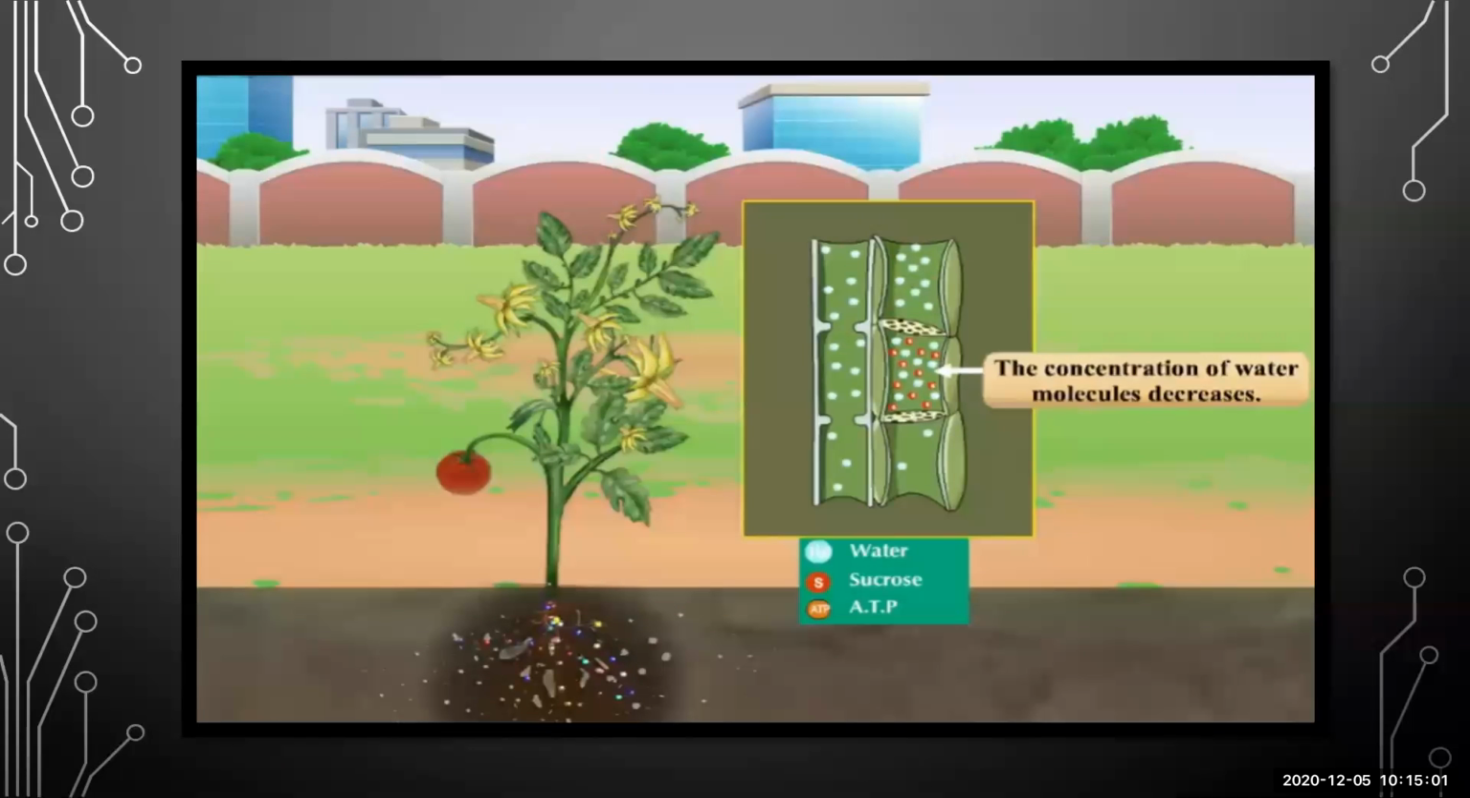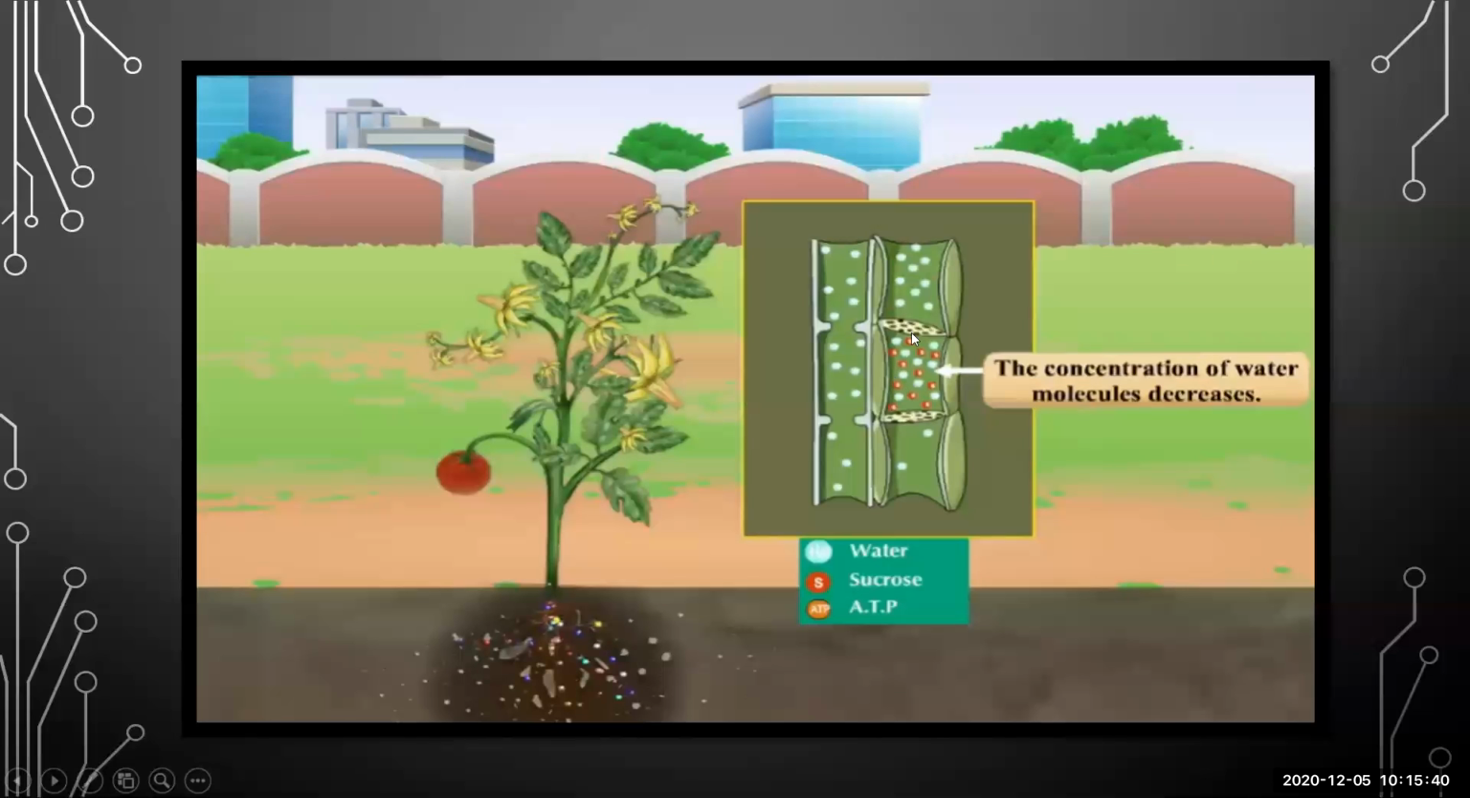Now, whenever food material like sucrose is transported towards a part of a plant via the phloem with the help of ATP, the water concentration decreases in that part of the plant. You can see here, whenever the food is transported with the help of phloem, and ATP energy is being used, the water concentration has decreased. As a result of this, the water enters the cell by diffusion.